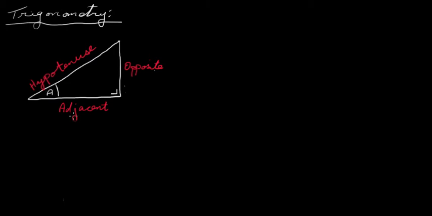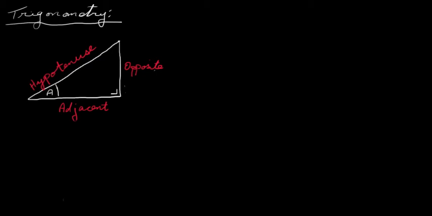Now, just to identify the different sides for this triangle, you've got your angle A here. The side that's opposite the angle that you're talking about is called simply the opposite. The side next to the angle you're talking about is called the adjacent, which is just another word for next to, if you like. And then the longest side, which is always opposite the 90 degrees, is called the hypotenuse. So we have our opposite, the adjacent, and then the longest side, the hypotenuse.